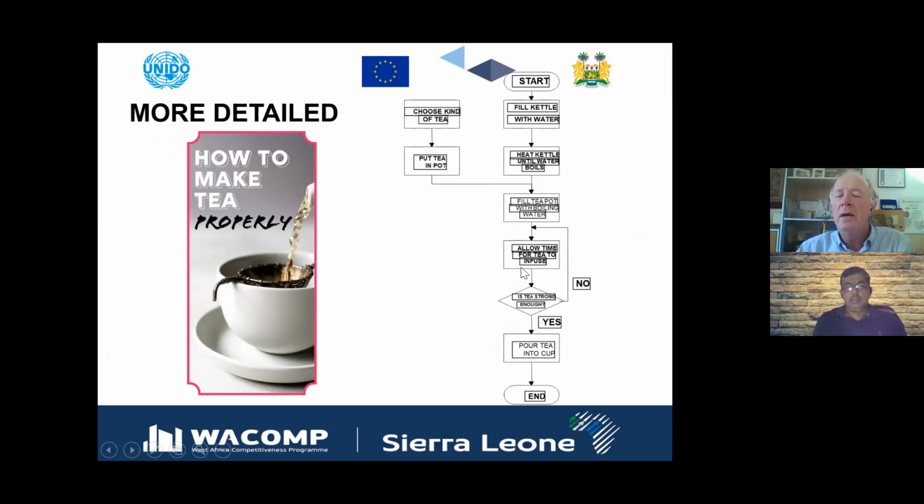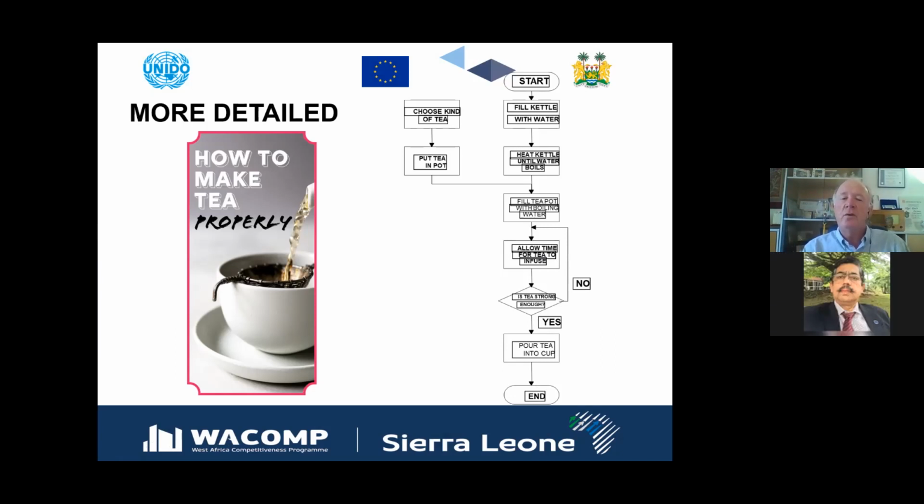And then we monitor and we look, is the tea strong enough? If it's not strong enough, we need to allow a little bit more time for the tea to infuse some more. If it is strong enough, we pour the tea into the cup and it ends there. Or maybe it doesn't end there. Maybe we need to ask, would you like milk? Would you like sugar? Or would you like lemon? And all of these kinds of things. So we can build up a process map that is as detailed as we need it to be to allow us to conduct the process in an appropriate way.